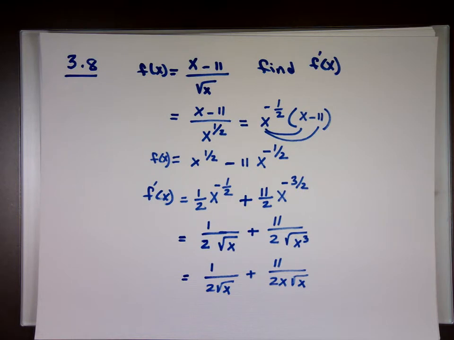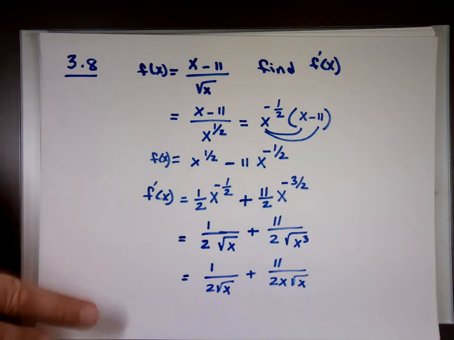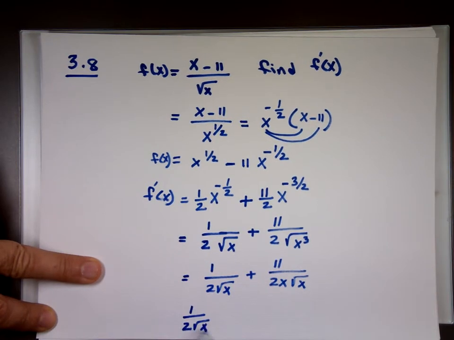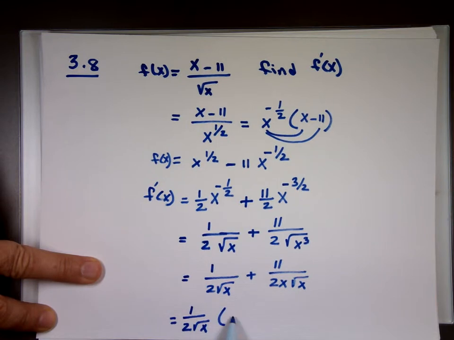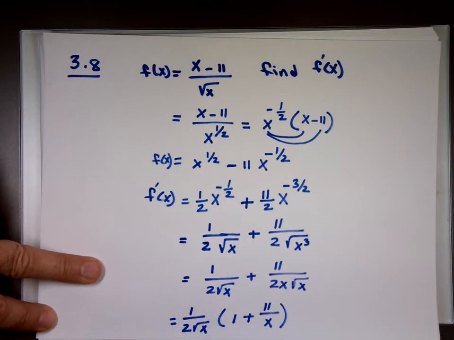Yep. Even if you just want to factor something out, look in the bottom. What do you see common to both of them? 2 root x. You want to take 1 over 2 the square root of x? What's left there? 1 plus what? 11 over x? The book might not take the square root of x.